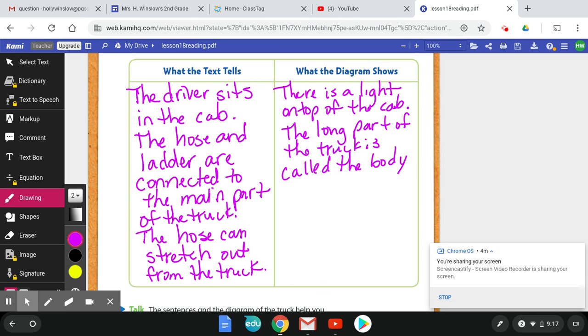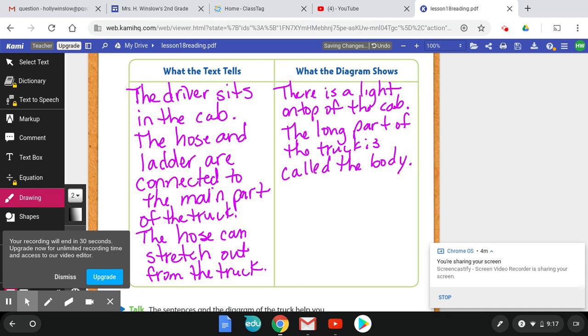And I want to look at the diagram and see how does it connect what I read, and also how is it giving me more information that it didn't tell me in the text.